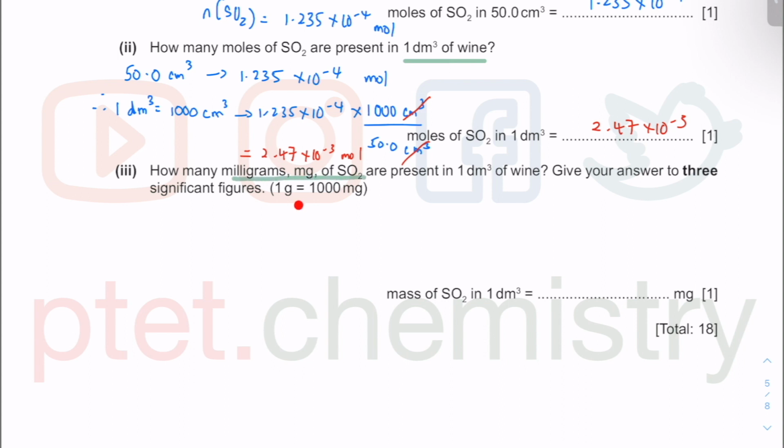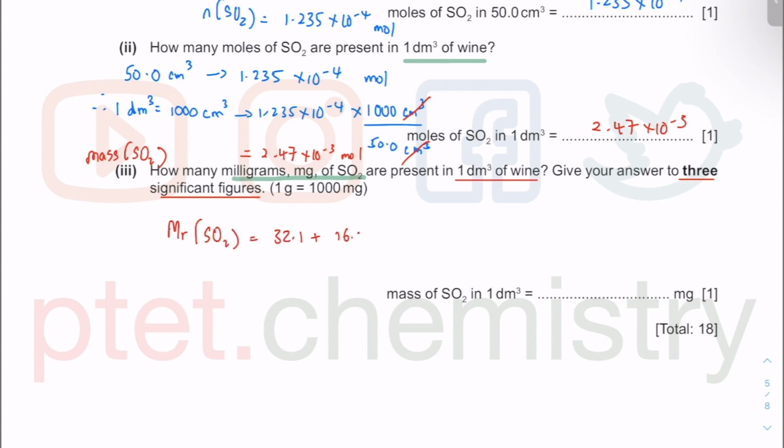Typically, we work in gram because mass over mR is in gram over gram per mole. What do they want? In the 1 dm³ of the wine. Give your answer to 3 significant figure. So basically they want the mass, okay? Without thinking about gram or milligram, they want the mass. They want the mass of SO2. So I have the mole of SO2. I want the mass.